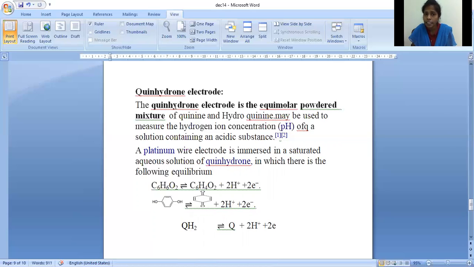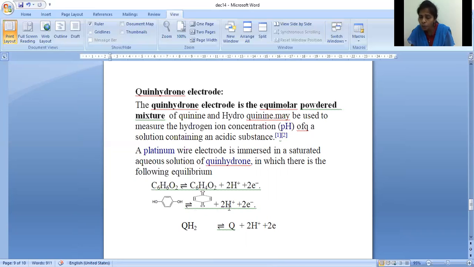But I told you, it is the equimolar mixture of quinone and hydroquinone. But here, when the platinum wire is dipping in the acid, or when quinone and hydroquinone are mixing in the acid, the quinone in quinhydrone converts to hydroquinone and hydroquinone converts to quinone by gaining the H plus ions from the acids. So see here, this is the structure of hydroquinone.